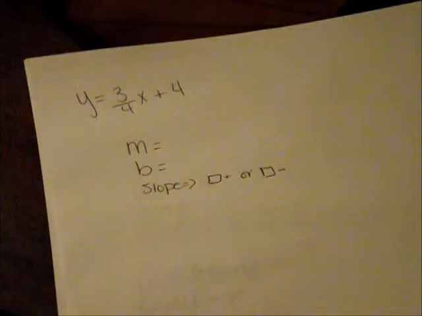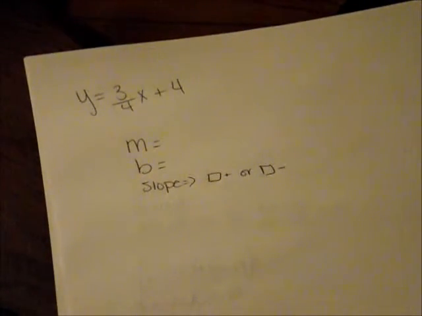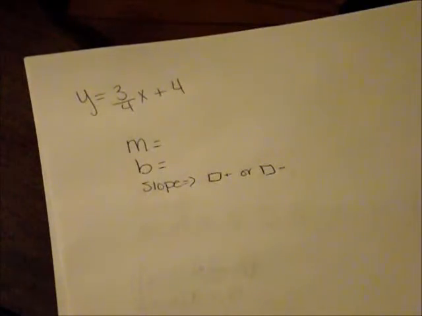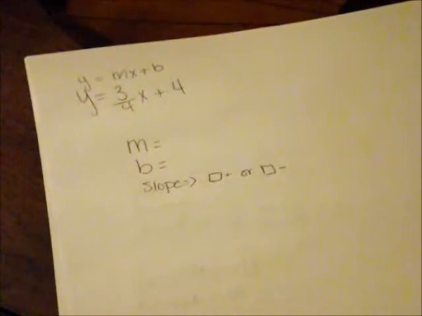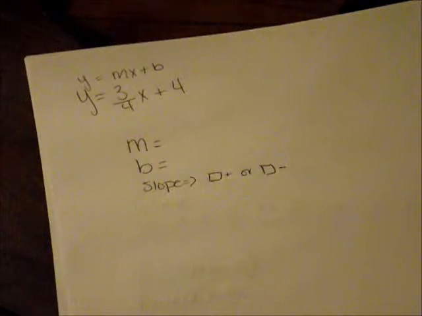Alright guys, here's our problem. y equals 3/4 x plus 4. Now I'm going to help you find what m is, which is the slope, if it's positive or negative, and what the b is, the y-intercept. Now, let's write this equation, y equals mx plus b, so we can remember what we're looking for.